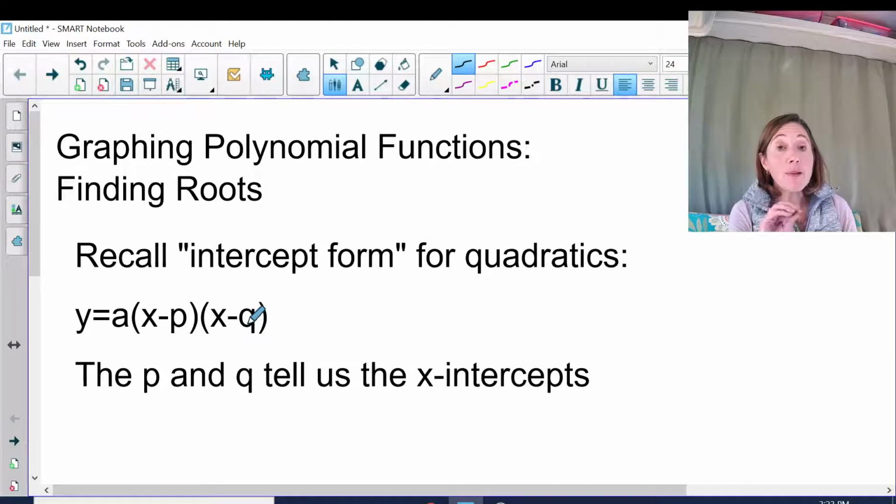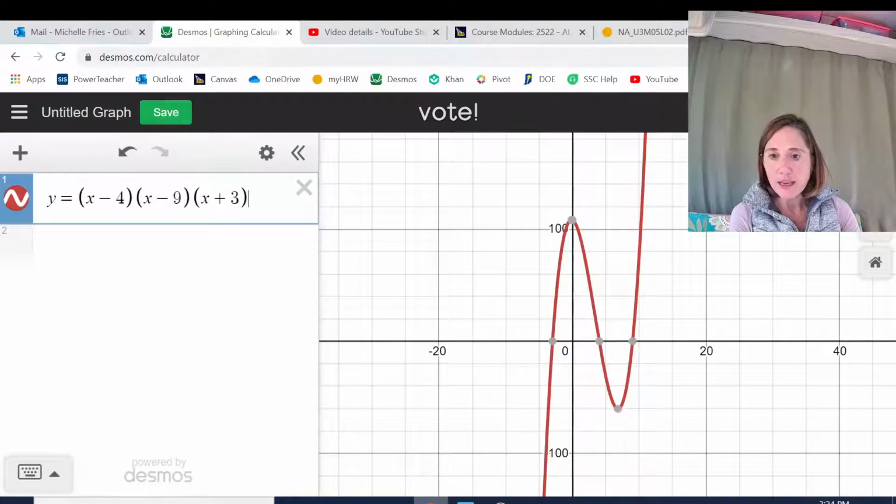So we are going to apply that idea to larger polynomials today. So you'll see how those x-intercepts apply in higher degree polynomials. Also, do you remember what those other words are for x-intercepts? Remember how we also call them roots, and we call them zeros, and we call them solutions. Those words are all still applicable. So let's go over to Desmos so we can see what this is going to look like.